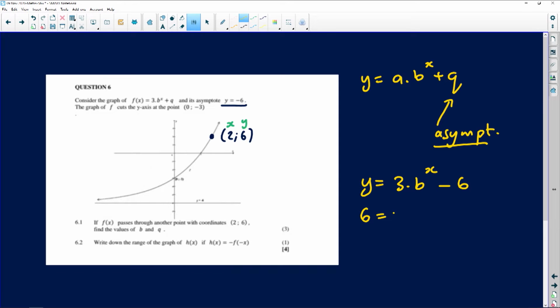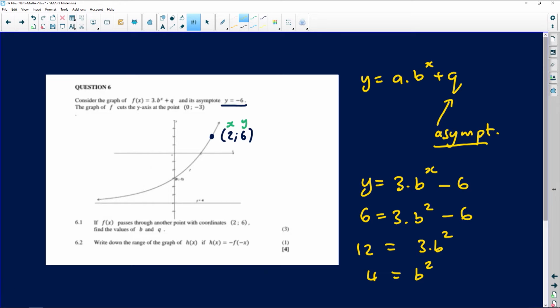So there's a 6 here, 3 times b to the power of something. What is something? Something is 2, minus 6. Now I'm going to add 6 on both sides. When I add 6 on both sides, on the right-hand side I'll be left with 3b to the power 2. And then if you add 6 on the left, it becomes a 12. Divide both sides by 3, you get 4 is b squared.